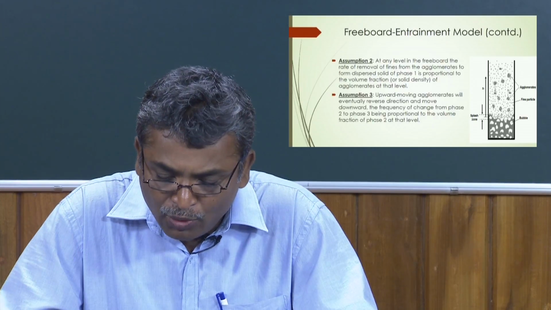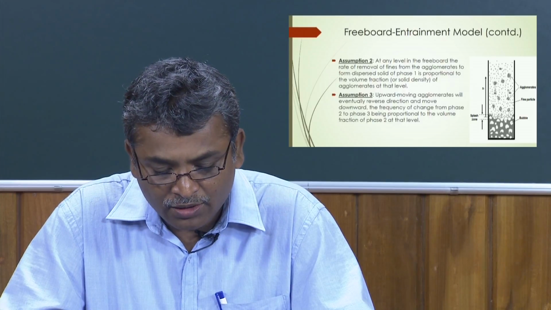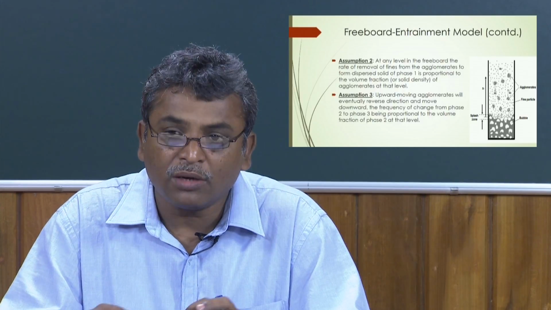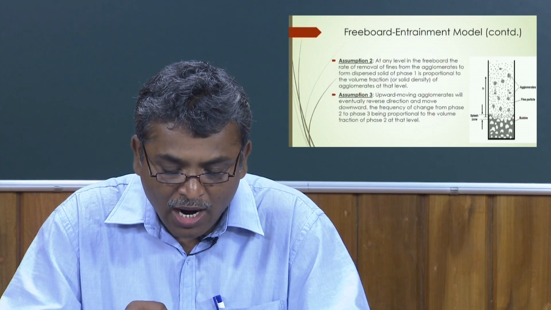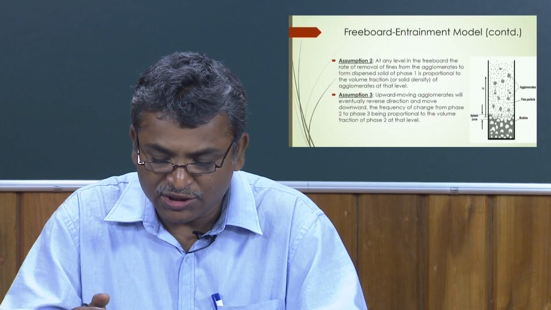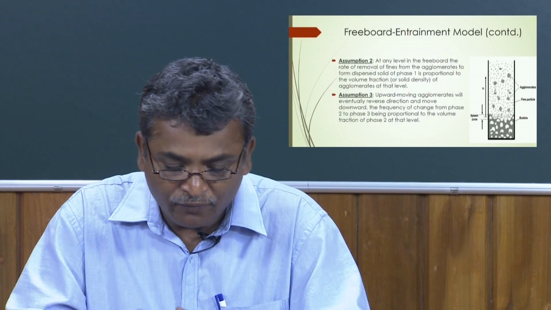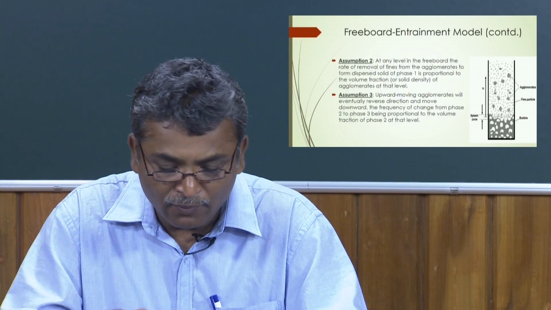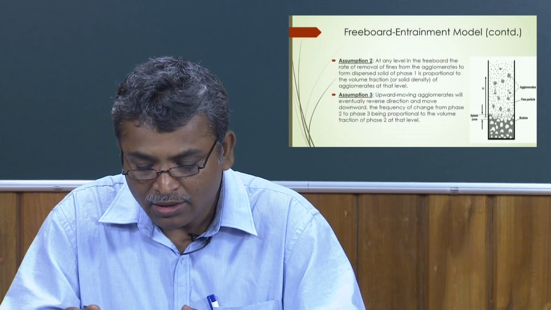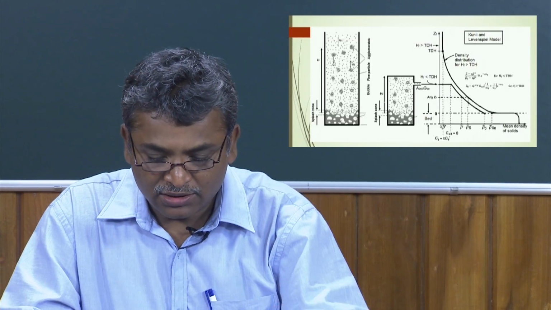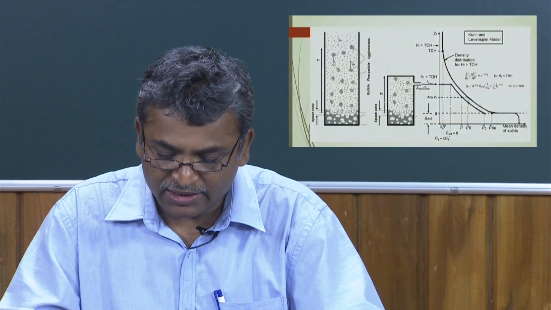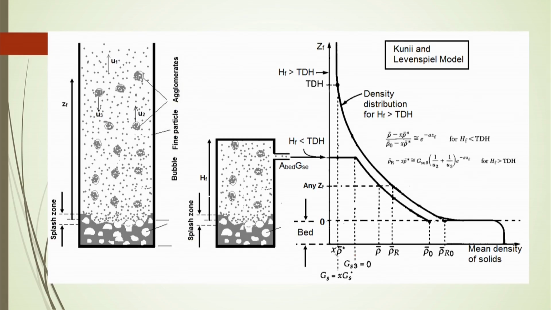Assumption 3: upward moving agglomerates will eventually reverse direction if their settling velocity becomes higher, with the frequency of the change from phase 2 to phase 3 being proportional to the volume fraction of phase 2 at that particular level. Now, see in this figure how this profile is coming, whenever there is simultaneous movement of phase 1, phase 2 and phase 3.